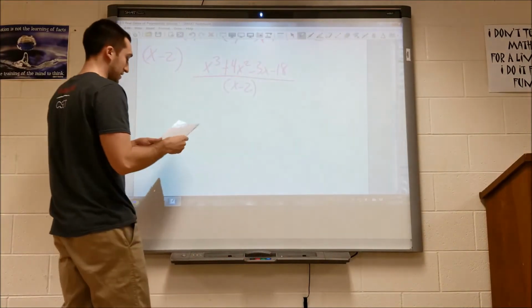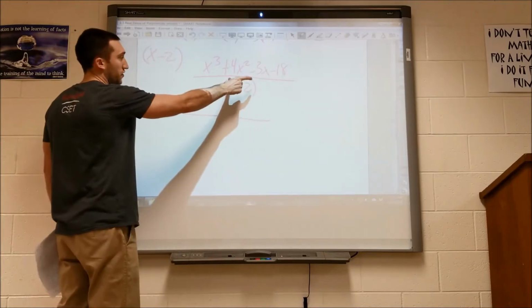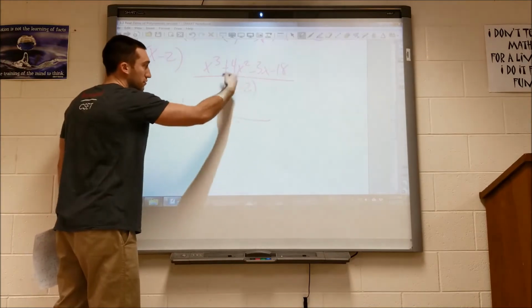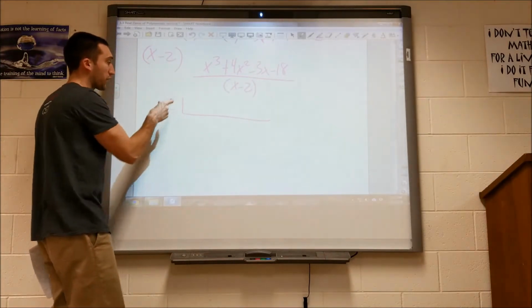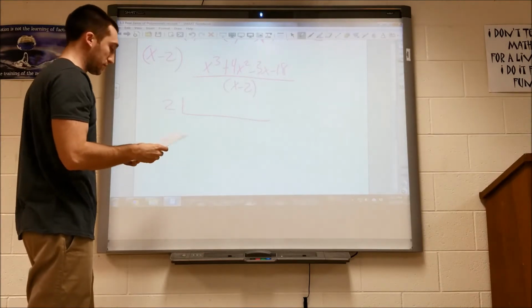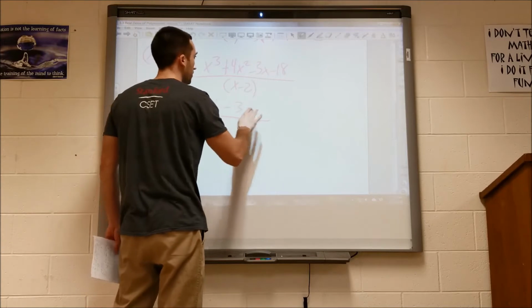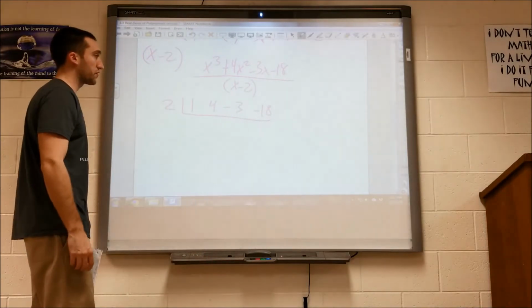So if I set up my synthetic division, remember that even though this factor is x minus 2, the zero of this denominator is 2, right? 2 would make it 0. So that's why we synthetically divide by 2. Then I put the coefficients down for each term in my function, and we should be familiar with synthetic division.